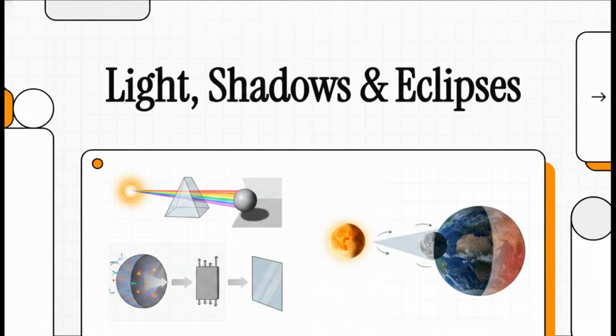Welcome, class. Today's explainer jumps straight into a cosmic mystery. We're going to explore how the microscopic rules of physics, specifically how light moves through objects, scale up to explain the macroscopic mechanics of solar and lunar eclipses. Let's get right into it.